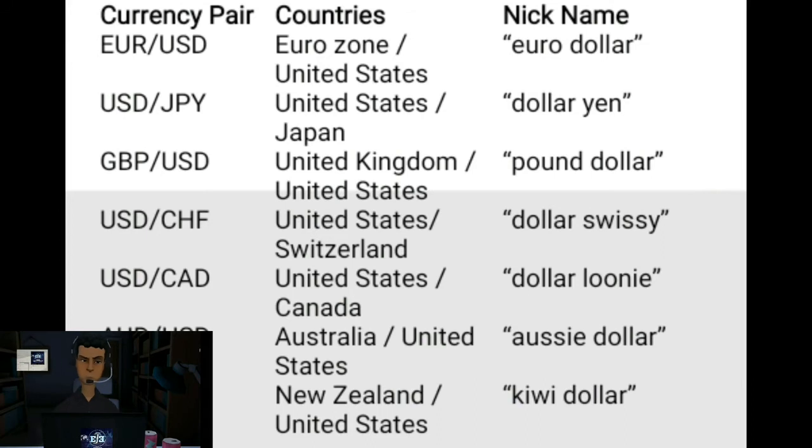The currency pairs listed below are considered the majors. These pairs all contain the US dollar, USD, on one side and are the most frequently traded. The majors are the most liquid and widely traded currency pairs in the world. Some examples of major pairs are euro dollar, dollar yen, pound dollar, dollar Swissy, dollar loonie, Aussie dollar, Kiwi dollar. Take time to study these major pairs and get used to it.